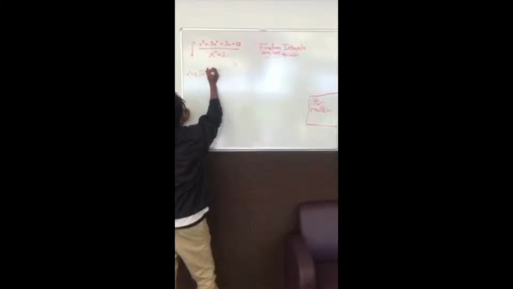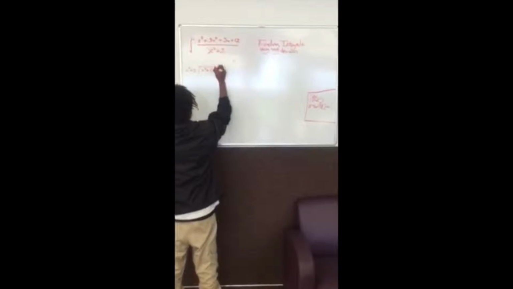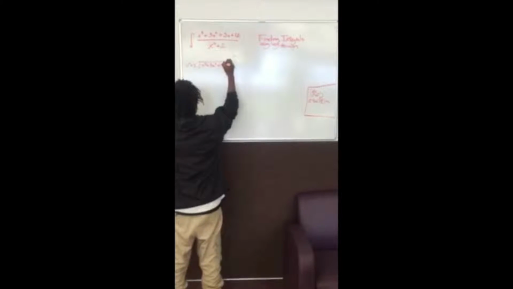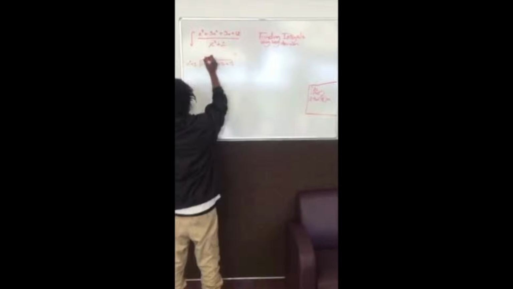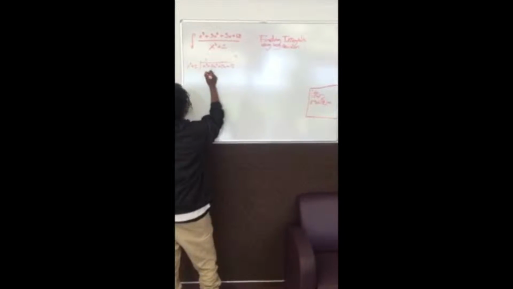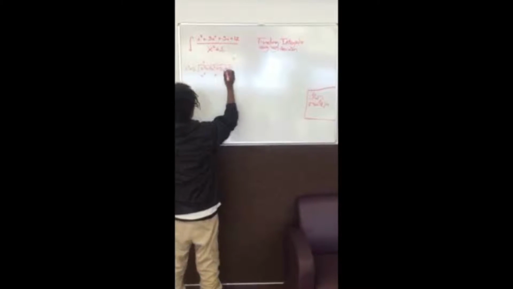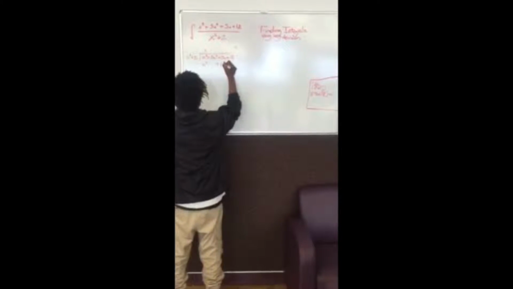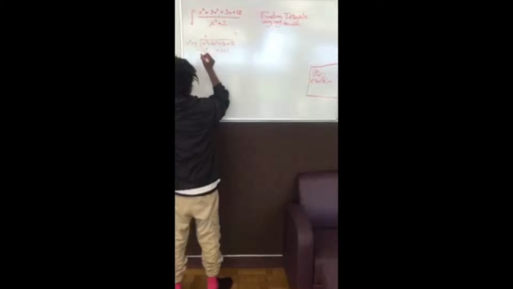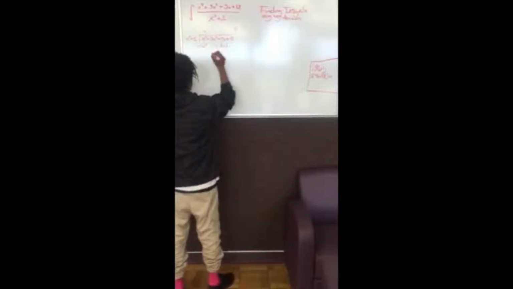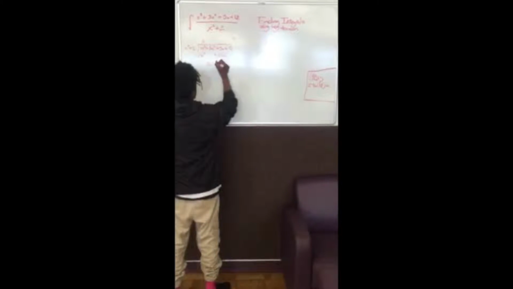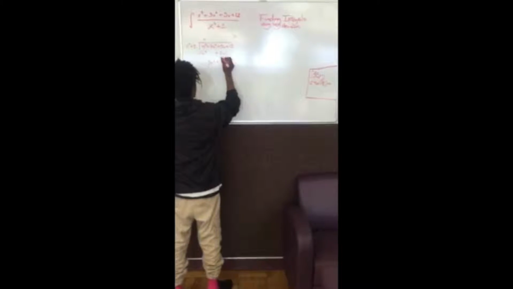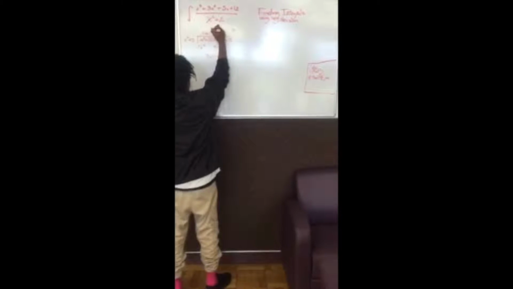Okay, so before we start, for my project I decided to do finding integrals using long division. To start off, since the exponent on the denominator is smaller than the exponent on the numerator, you have to use long division. So what I started doing is writing out the long division: x cubed plus 3x squared plus 5x plus 12 divided by x squared plus 2.